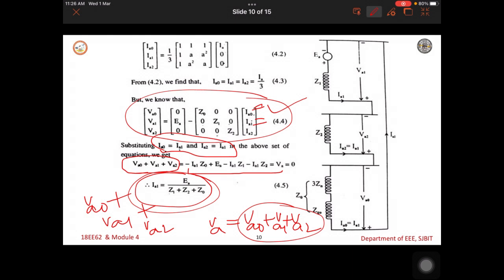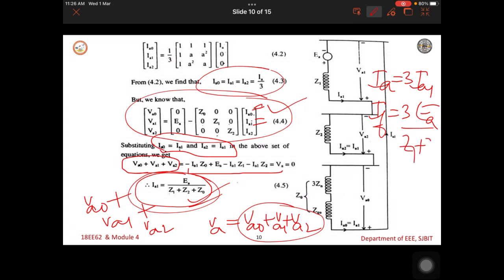And also the equation 4.3 says IA is 3 times IA1. So, this IA is nothing but the fault current. This is 3 times IA1. The expression is EA divided by Z1 plus Z2 plus Z0. So, this is the fault current expression when a single line to ground fault happens at an unloaded synchronous generator. The sequence network is like this, the sequence network under the fault.